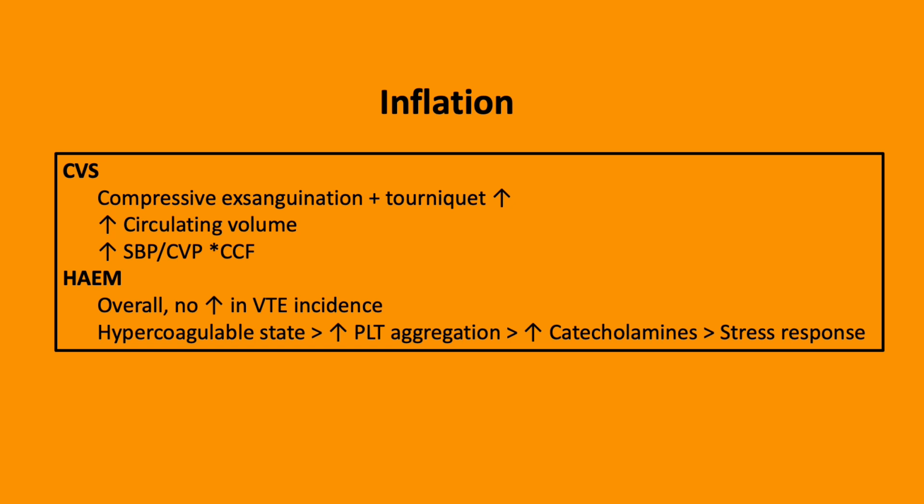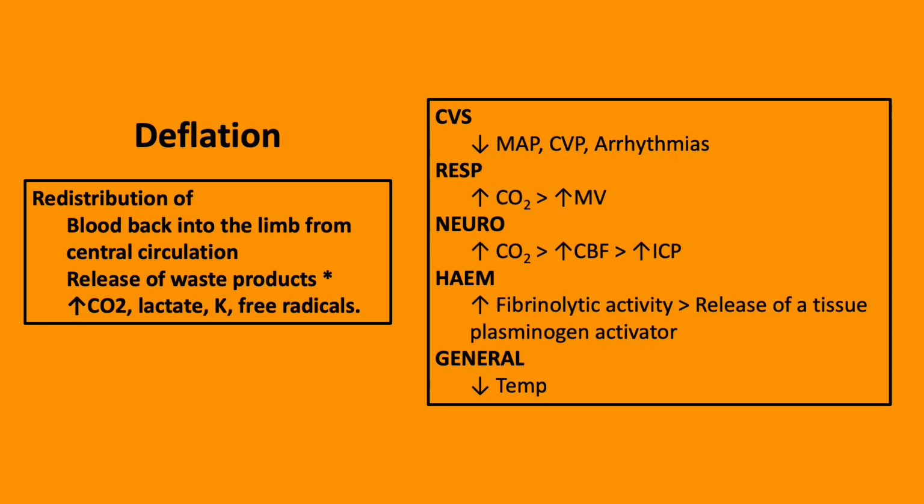Inflation of the arterial tourniquet is preceded by compressive exsanguination of the limb. This results in an increase in circulating volume and thus an increase in systolic blood pressure and CVP. Patients with extremely poor cardiac function are at risk of acute heart failure. Hematological complications of inflation lead to an increase in platelet aggregation due to the stress response, but there's no overall increase in the incidence of VTE.